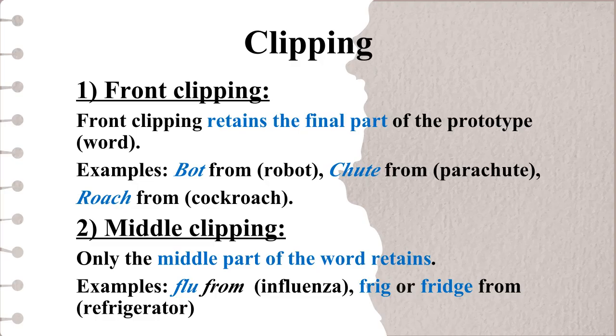Next is middle clipping. As the name suggests, only the middle part of the word is retained in this word formation process. For examples, flu from influenza. In this example, the first and final part of the word is dropped and the middle part is used to form a new word. So as the case with frig or fridge, which is formed from refrigerator.